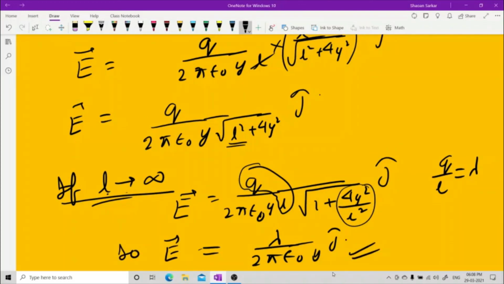What I have done: first I found the expression for the infinite case, and then I found the case for finite. In the case of finite, I took the infinite case as a special case. Instead of doing that, you can do the finite case and take L tending to infinity to get the infinite case directly.